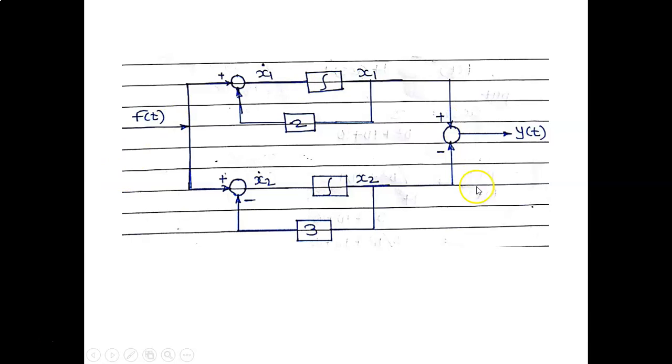Therefore, this is the computer diagram and this is the end of the parallel programming method. Now only two methods remain, general programming and series programming, which we will see in the next lecture. Thank you very much.